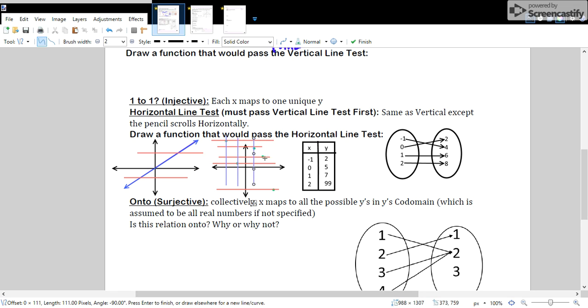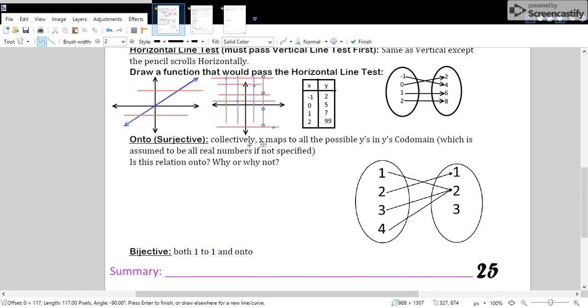The table: notice that the x's and the y's, neither of them repeat. Just because this x is 2 and this y is 2, those are the same number, but it doesn't repeat for x, it doesn't repeat for y, so it's still a one-to-one function. And then this last one, each x goes to specifically one y. So this is also one-to-one.